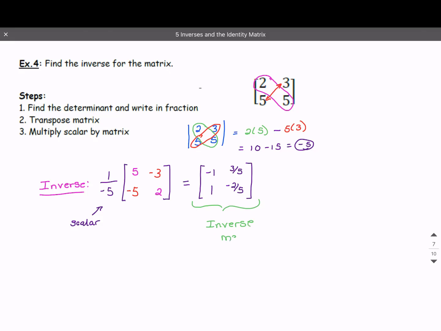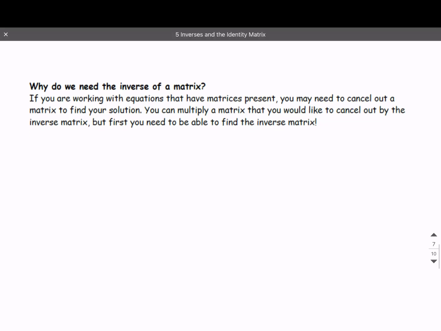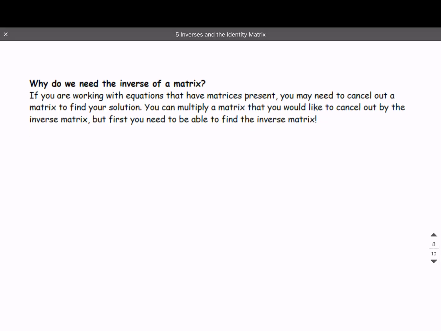See, that's not so difficult to do, right? That's doable. Why do we need to find the inverse of a matrix? Right now I'm teaching you the process, but you don't really see a point. If you're working with equations that have matrices, you might need to cancel out a matrix to find your solution. And if you can multiply that matrix by its inverse, you'll be able to solve the equation. So this is an important step for us in being able to solve equations or systems of equations.